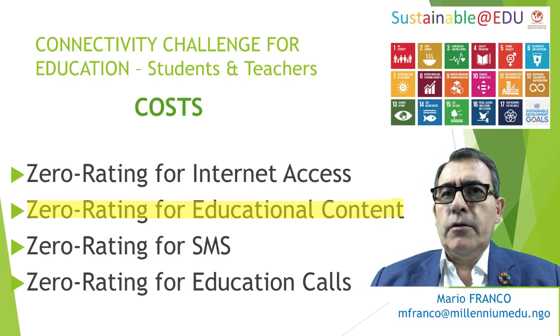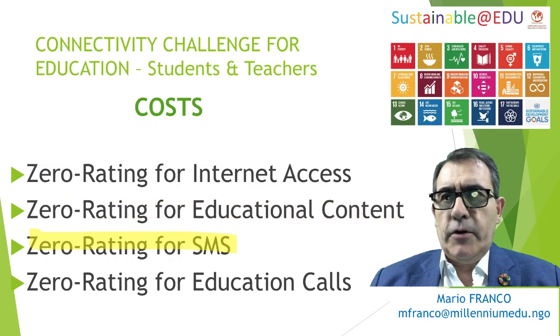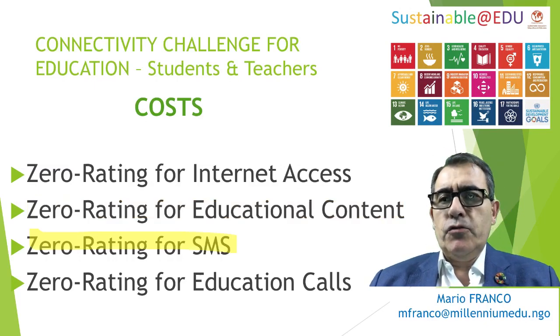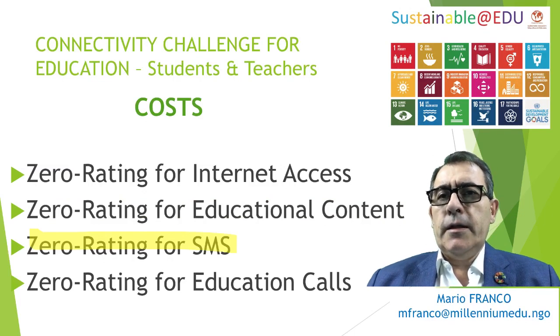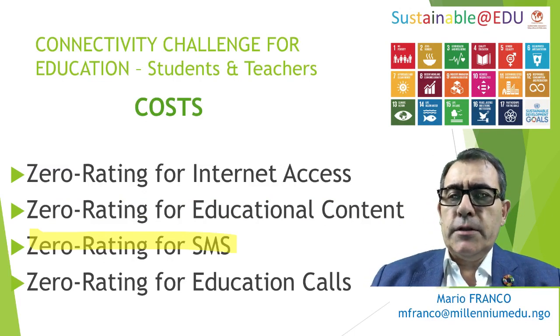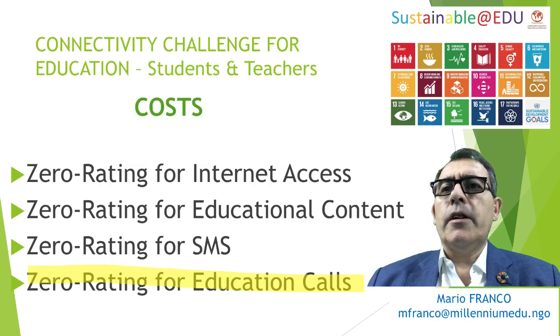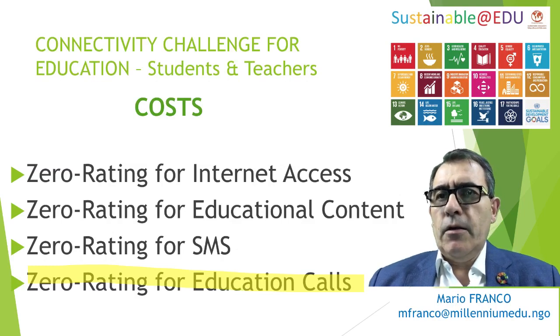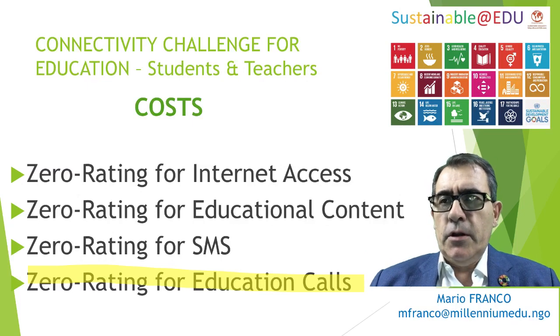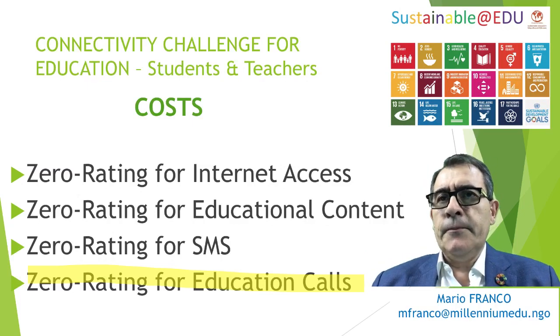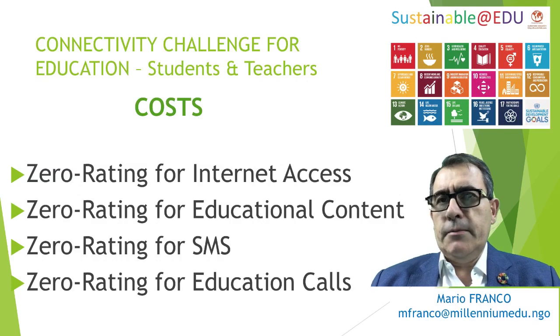But we can also consider zero rating for SMS. For example, to allow the teachers and students, especially in low connectivity areas, to communicate even if they don't have internet access. Also, we can consider zero rating for calls. It can be organized in terms of groups, teachers and students, and for those numbers they will not pay. This is like a package. Then these four possibilities are on the table.